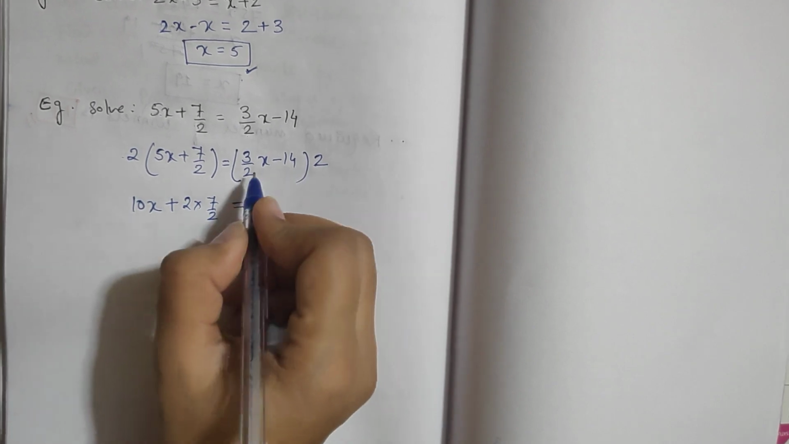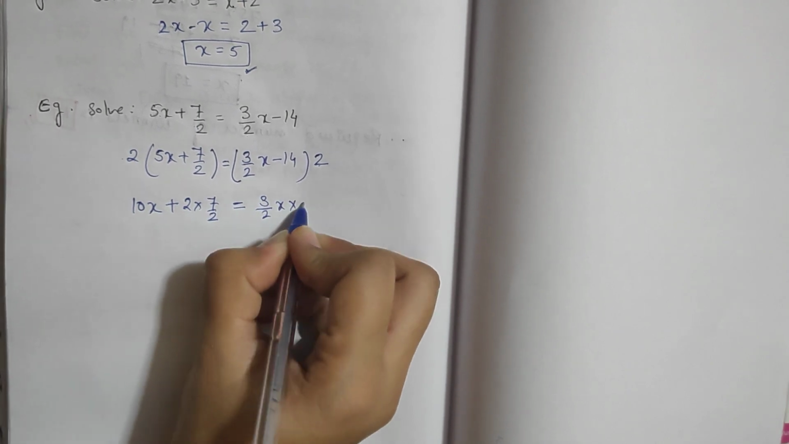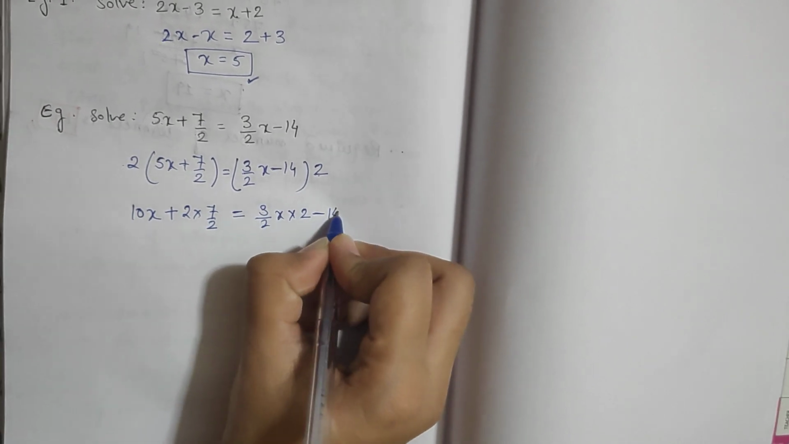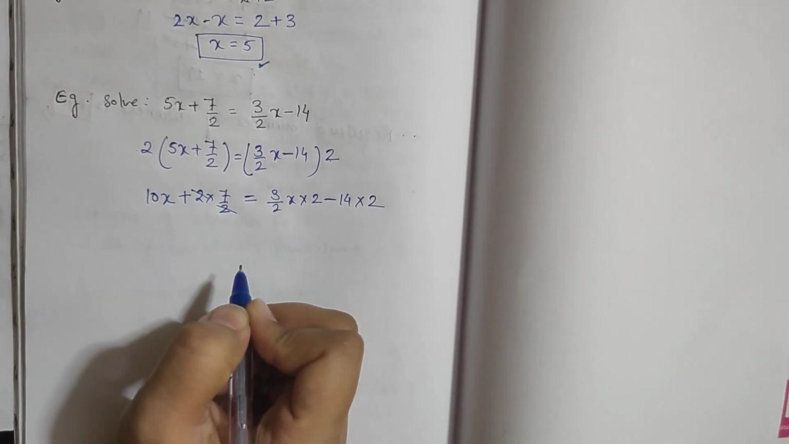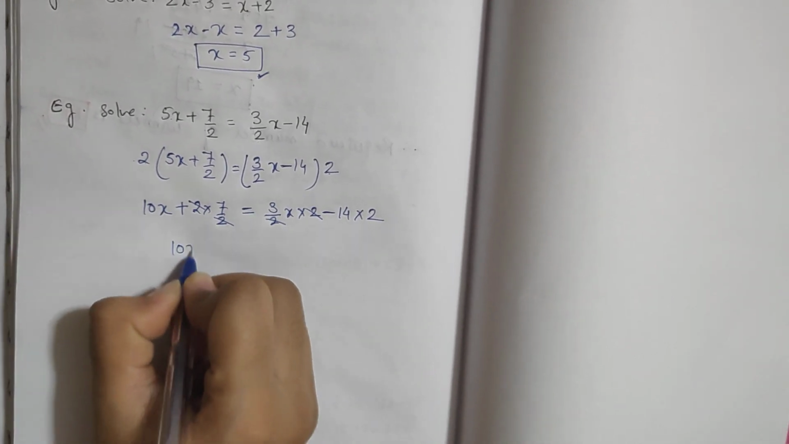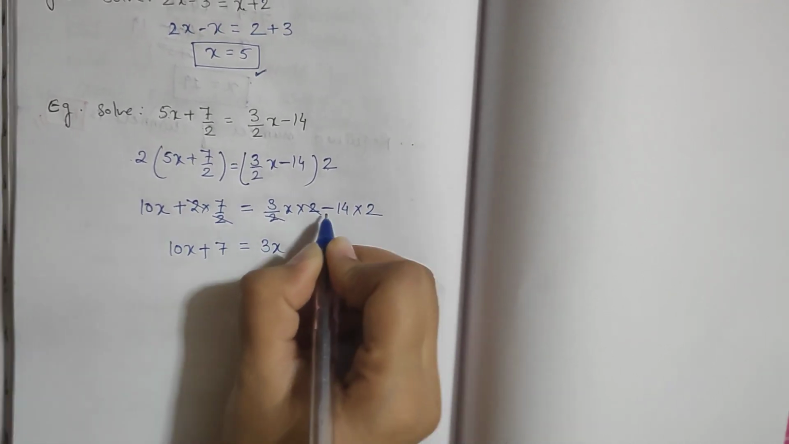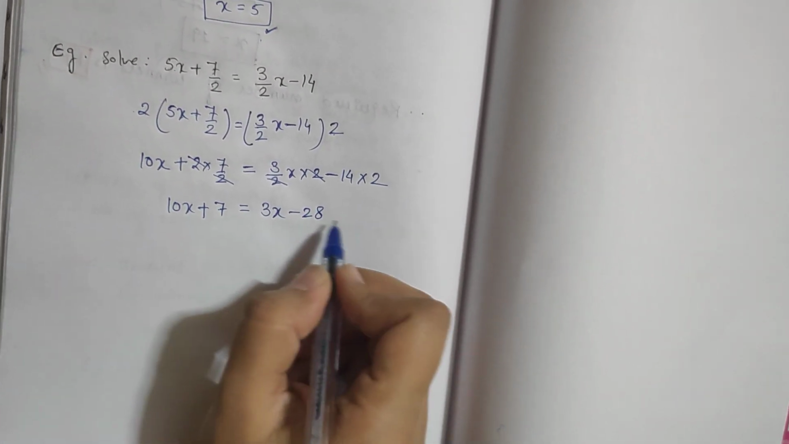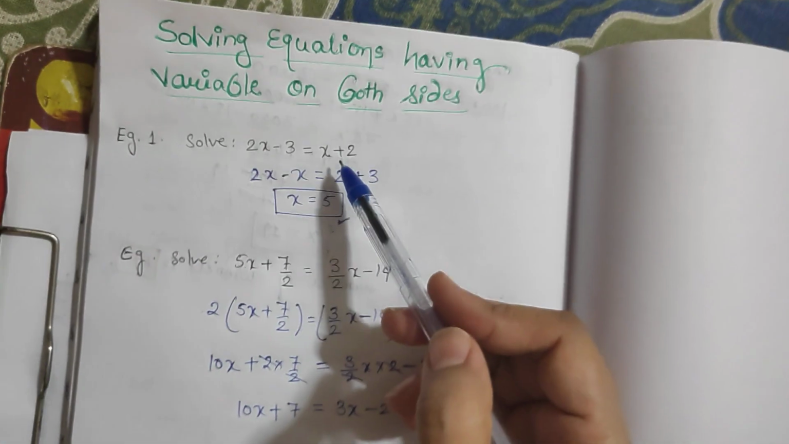In the same way we have to open this bracket. So 3 upon 2x into 2, and then the minus sign; you have to see this minus sign. So it will be minus 14 into 2. Now we can cancel this 2 and this 2, and here also this 2 and this 2 will get cancelled. So what will we get? We will get 10x plus 7 is equal to 3x minus 14 into 2, that is 28. So here we have reached a simplified equation, more simplified because here they had given fractions. Now we have reached this stage.